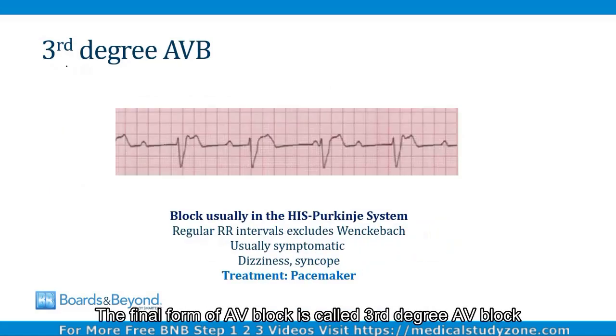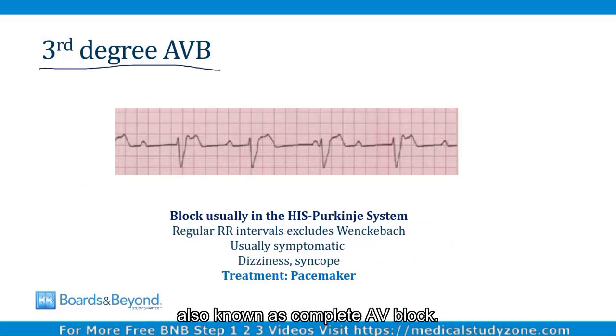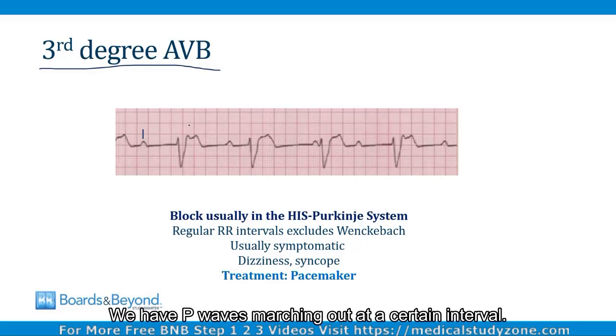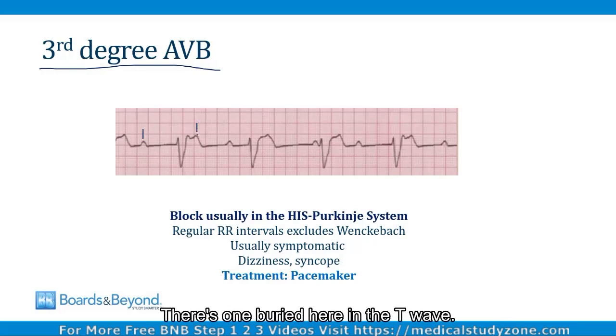The final form of AV block is called third degree AV block, also known as complete AV block. In this form of heart block, there is no conduction of electrical impulses from the atria to the ventricles. Let's look at this tracing on the screen here. We have P waves marching out at a certain interval. There's a P wave there. There's one buried here in the T wave.